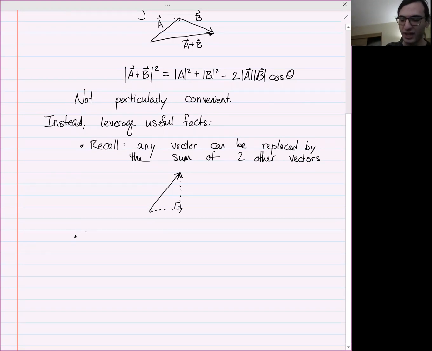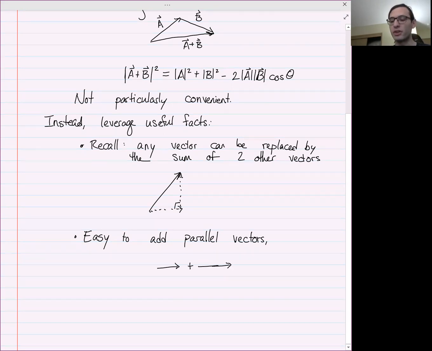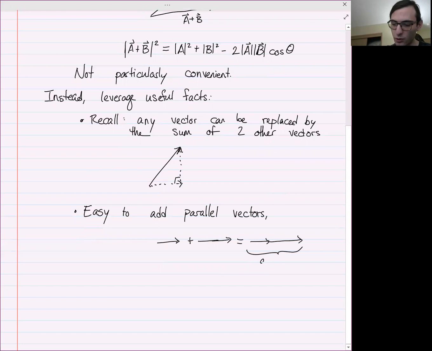Also, another fact is that it's easy to add parallel vectors. If I hand you two vectors that are parallel, i.e. pointing in the same direction, then it's easy to add them. If you have one vector like this and you're adding to it a different vector with a different magnitude but in the same direction, that's just this vector attached to this vector, which points in the same direction as the original two vectors, and all you do is add the magnitudes. And that gives you the new magnitude.